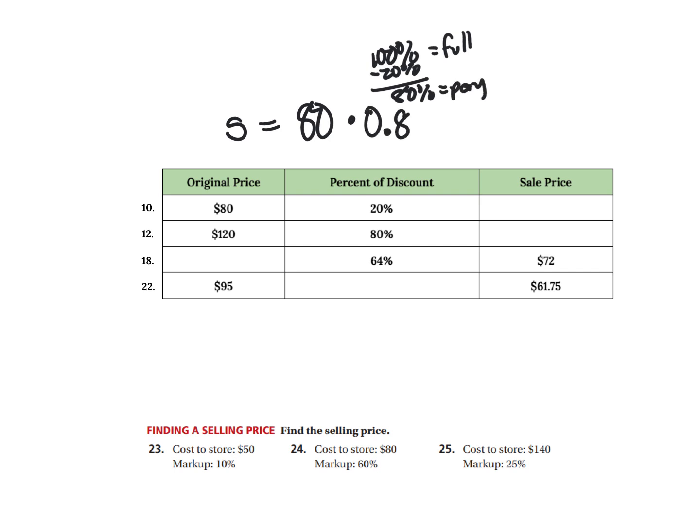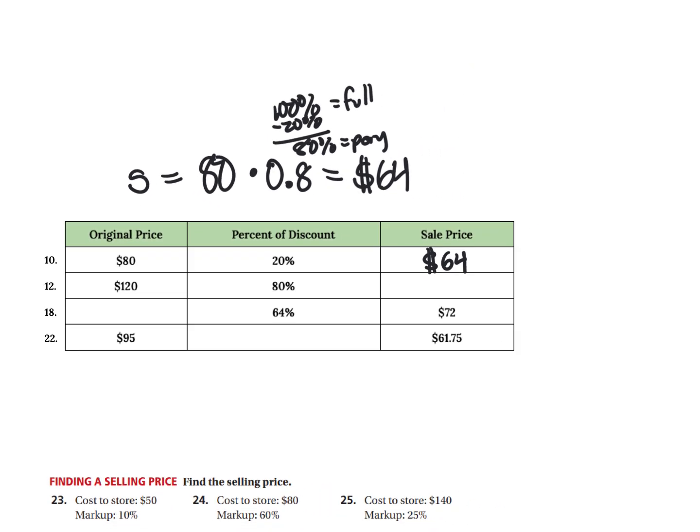I'm going to change that to a decimal really quick. This means that 80 times 0.8, I get an answer of $64. Okay, the next one is pretty much the exact same thing, just different numbers. Sale price is $120 times, this time my discount is 80%, meaning I'm left paying 20%. So I'll change that to a decimal. 120 times 0.2 ends up giving me $24.